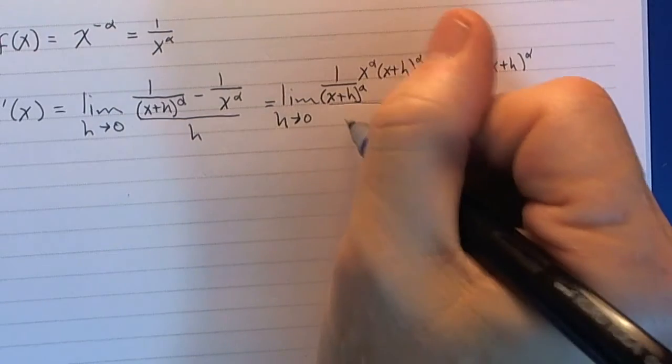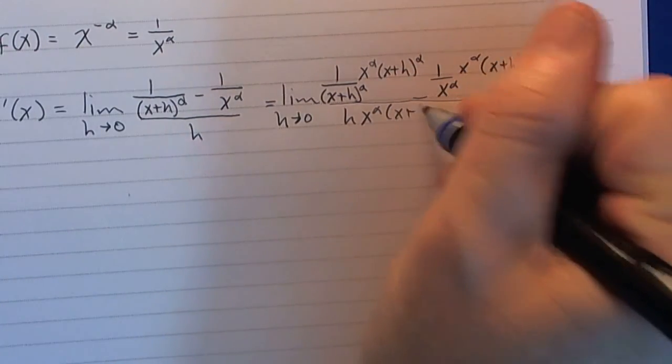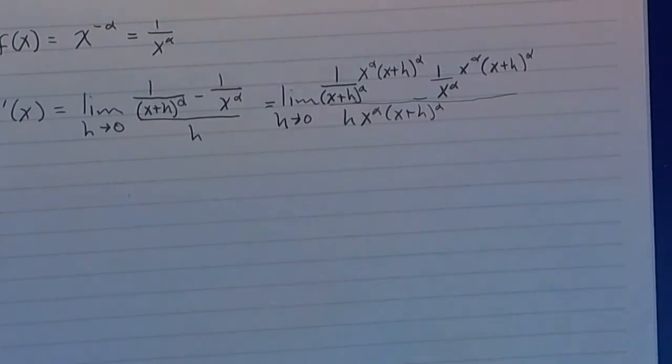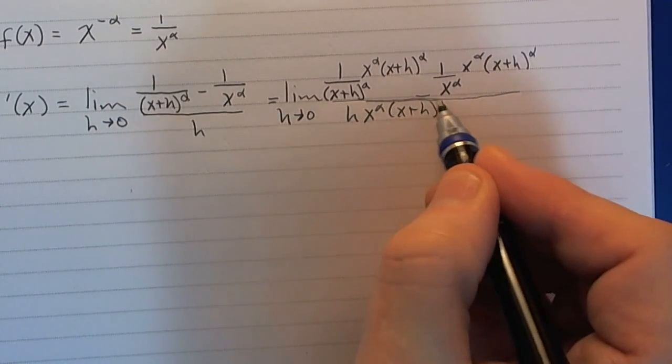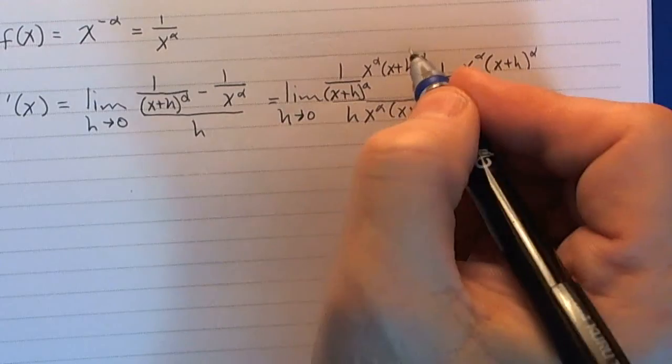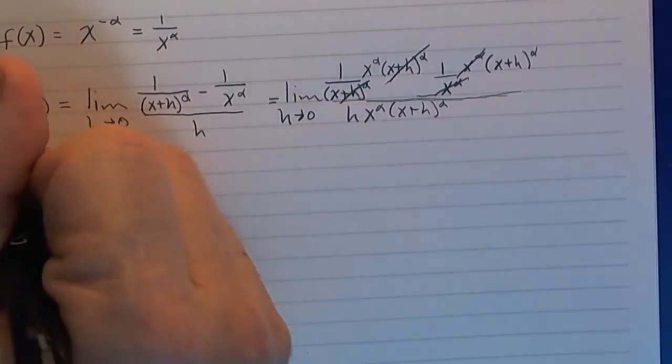And down here, I've got h times x to the alpha, x plus h to the alpha. So I just multiplied everything by that common denominator because I wanted to clear out those denominators. Now look what happens. These cancel, and let's see what I'm left with.